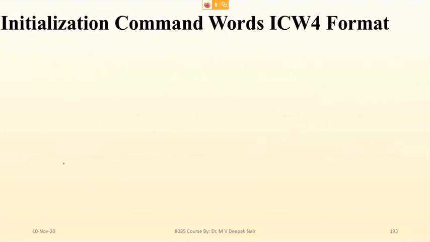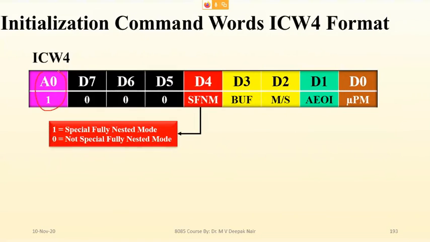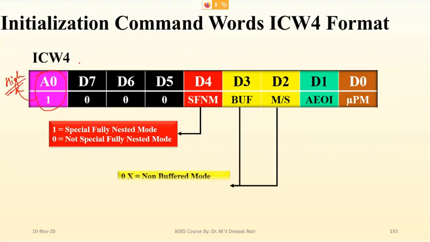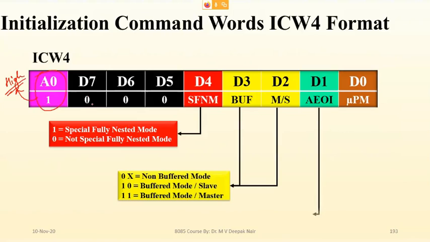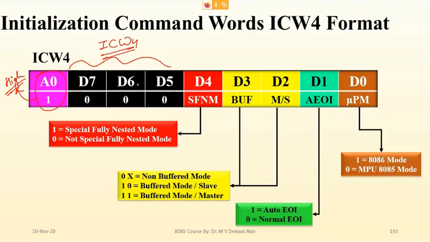Now, what is the ICW4's control word? A0 is 1 again, so that means it is again for the higher port of 8259. So this will go to the higher port of 8259. First 3 bits will be 0. So this identifies that we are passing ICW4. So what is the identification of ICW4? D7, D6, D5 will be always 0.